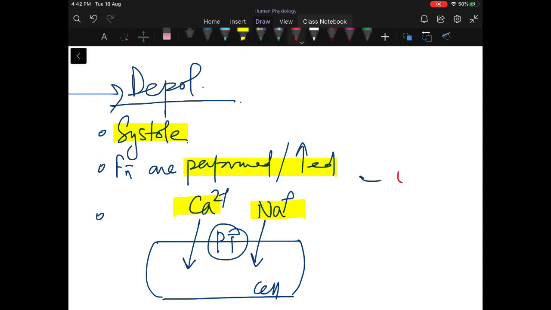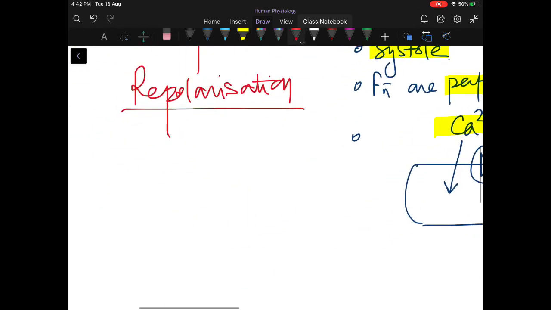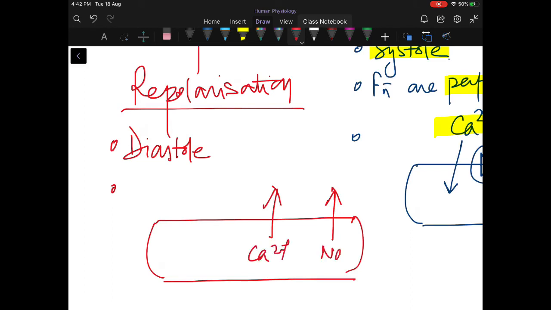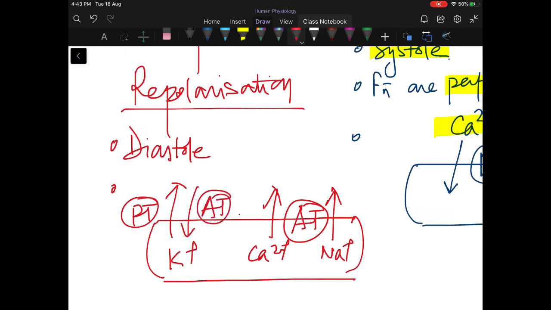Next we are going to repolarization. Repolarization coincides with the diastole of the cardiac cycle. Now we are going to draw a cell to show the cellular activity. As it is opposite to depolarization, two cations go outside the cell. They are Ca2 plus and Na plus, but they go through active transport. And K plus has dual movement: it goes outside the cell through passive transport and comes inside the cell through active transport.